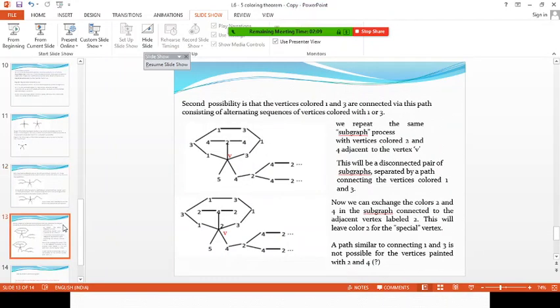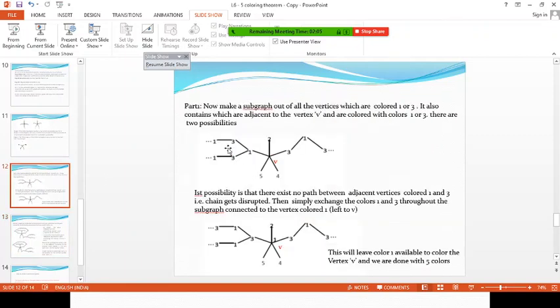And if the vertices are connected, if there is a 1 3 1 3 chain, then chain disrupted means somewhere in between another color comes, like 1 3 1 3 and somewhere a 2 or 4 came in. So then this chain is disrupted, and that means there is no path. Path means 1 and 3 are connected by a sequence of 1 and 3 only, and when there is no path, that means this chain is disrupted and there is one more color.